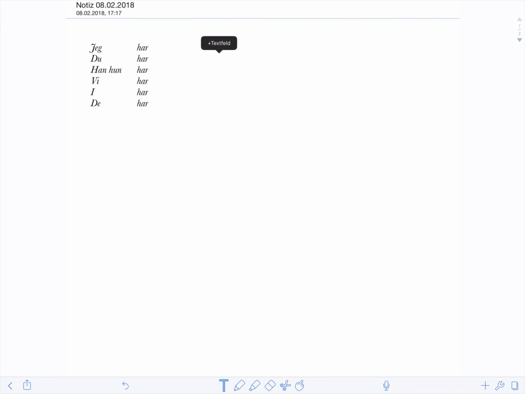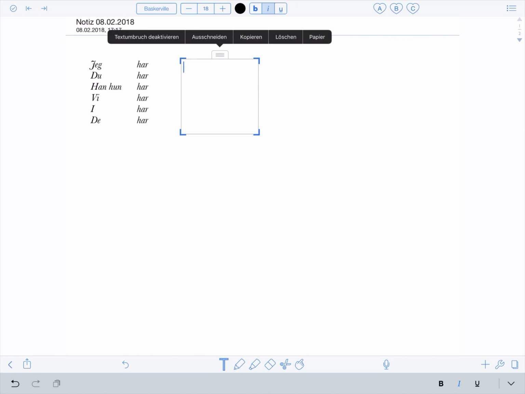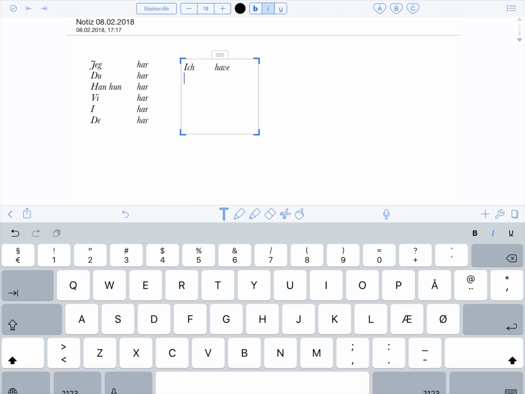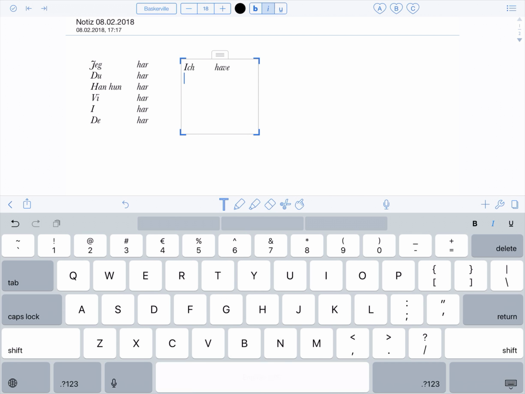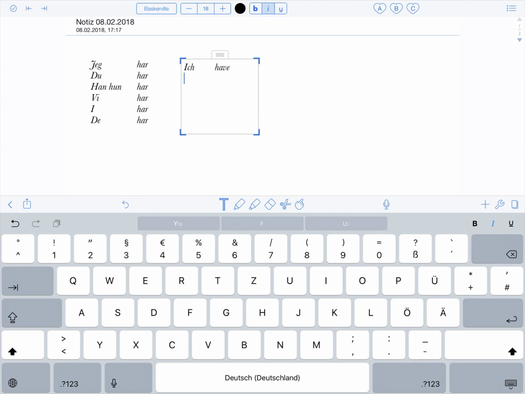Now I will do the German inflections, and you will realize that the difference in inflections between Danish and German is profound. Ich habe sounds like I have. Yeah, I had to change the keyboard layout to German to stop the spell checker from changing my words.